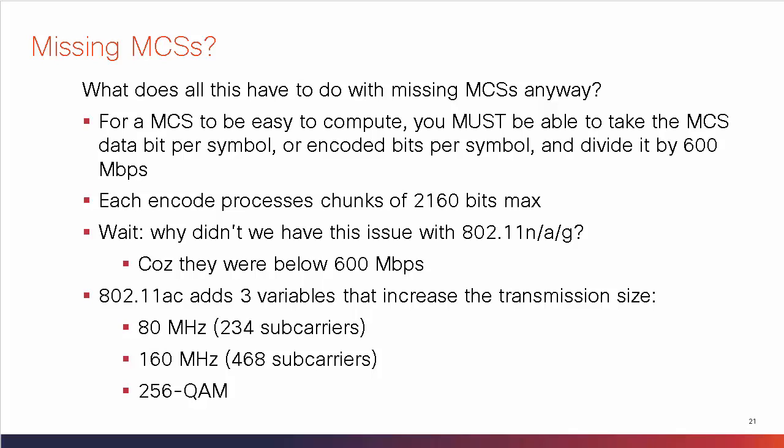Well, we care because for the MCSs to be easy to compute, you should be able to take the data bits per symbol or encoded bits per symbol and divide it by 600 megabit per second, and that should give you an integer number of encoders or decoders. This is a problem we didn't have before with 11n, a and g because none of them had speeds approaching 600 megabit per second, except for 11n with special streams, but nobody had implemented it yet anyway, and we would just reach the ceiling at that time. But for 11ac, we do exceed that ceiling, so we have to do that math.